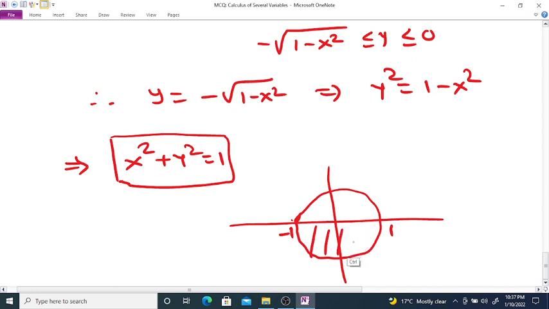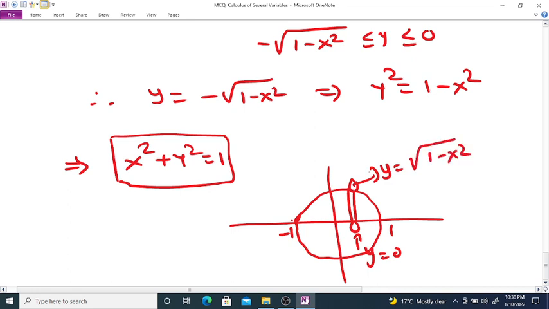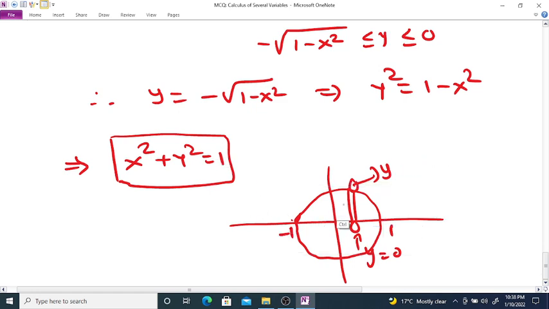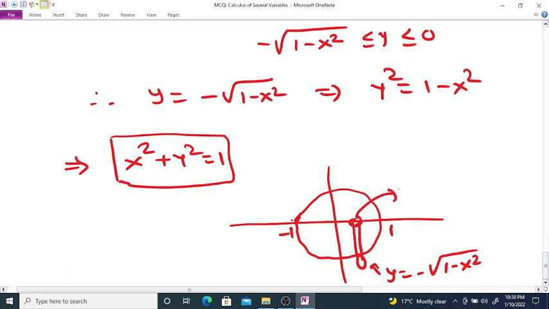For that, if we consider a vertical strip, it enters at y equal to 0 and leaves at y equal to under root of 1 minus x square. But this is not the limit of y. It enters at y equal to minus under root of 1 minus x square, and it leaves at y equal to 0. So this is our closed region.